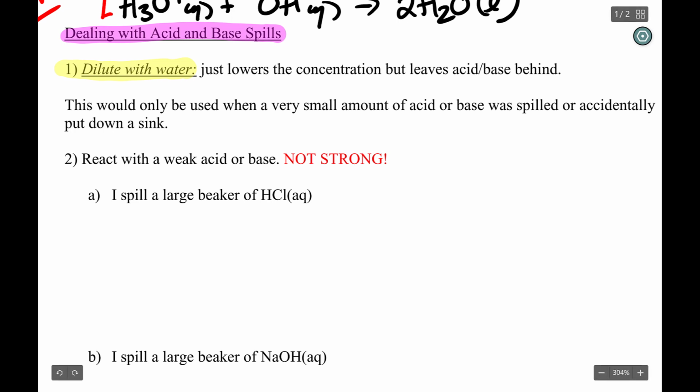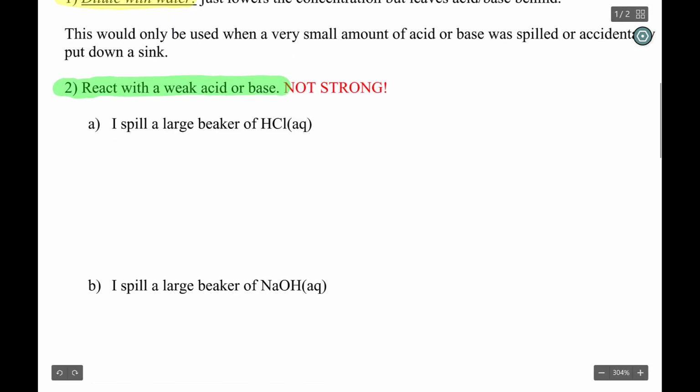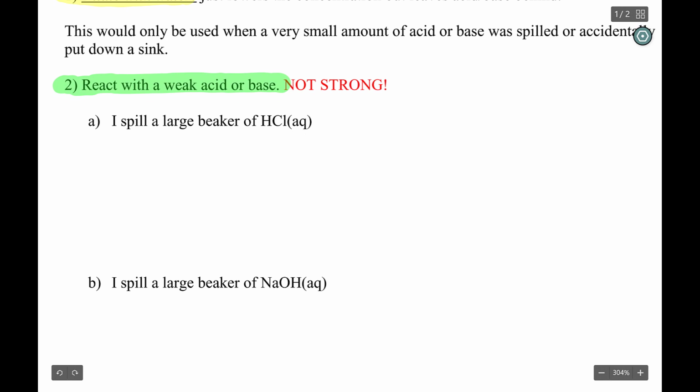Realistically, when you're dealing with an acid or base spill, what you would do is react it with the opposite, weak. What I mean by that is, if I spilled a strong acid, I would put a weak base on it to try to neutralize it. If I spilled a strong base, I would put a weak acid onto it. So for instance, if I spilled a large beaker of hydrochloric acid, I would want to use a weak base to try to neutralize it.